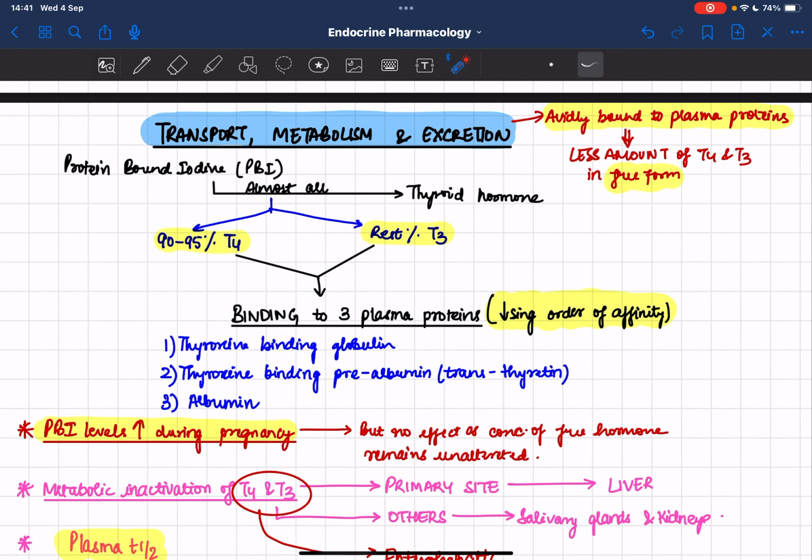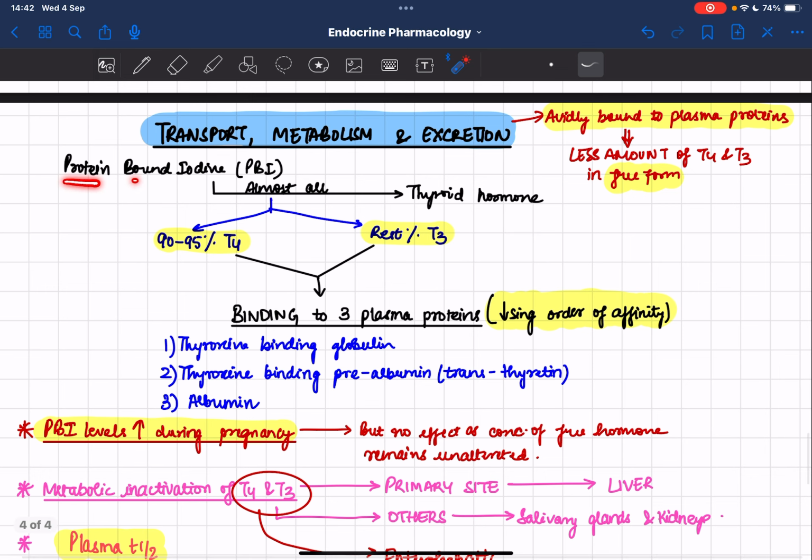Next, we come to transport, metabolism, and excretion. What you need to know about transport is that these thyroid hormones are very profoundly bound to plasma proteins. They are avidly bound to plasma proteins. So there is very little T4 and T3 in free form. From your physiology, the main active forms of hormones are the free forms, but there is very little active T4 and T3 because of their avid binding to plasma proteins.